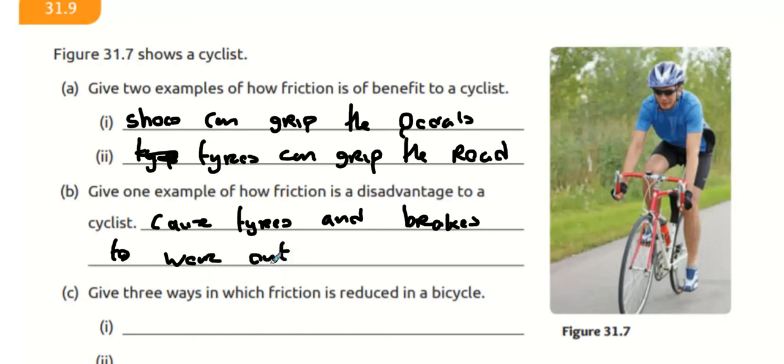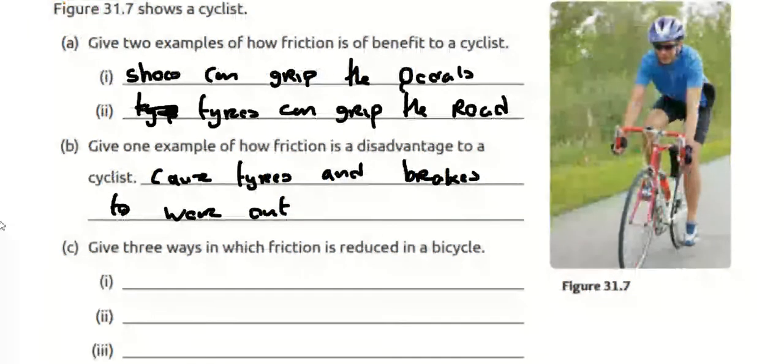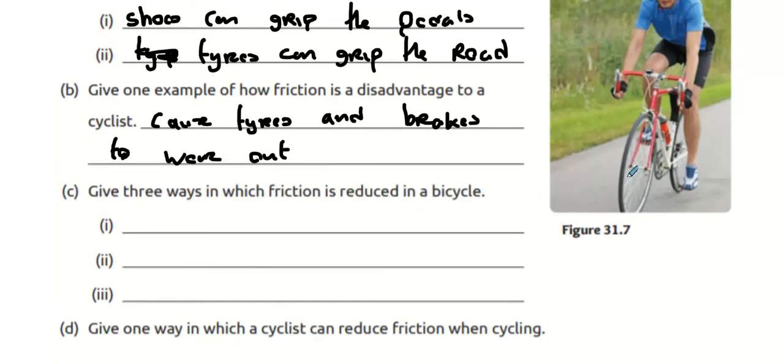Give three ways in which friction is reduced in a bicycle. Well, you must know the thin tires on a hybrid bike or a racer bike compared to the thick tires of a mountain bike. Thick tires on a mountain bike are harder to cycle, they aren't as fast. Thin tires are the fastest, right? So thin tires reduce friction.